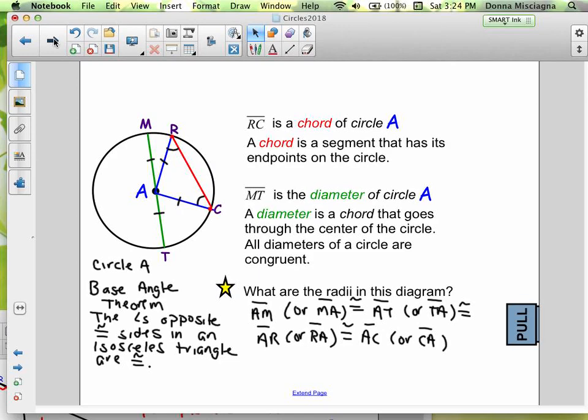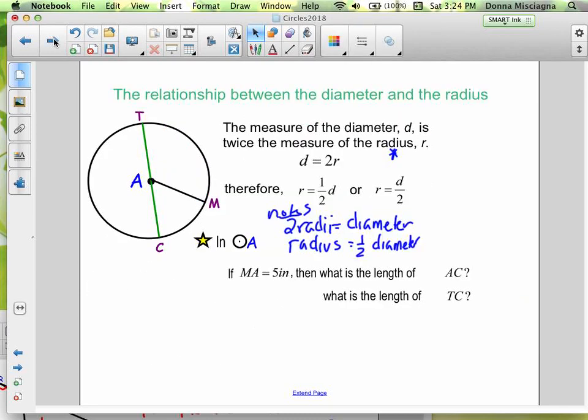And this next part is in your notes, as soon as it changes. All right, so the relationship between the diameter and the radius. The measure of the diameter d is twice the measure of the radius. I'd like you to put this part in your notes, that 2 radii equal a diameter, that's what the first one says, d equals 2r. Or the radius is half the diameter, right? So if you know the radius, double it, you'll get the diameter. If you know the diameter, divide it in half, and you'll get the radius.